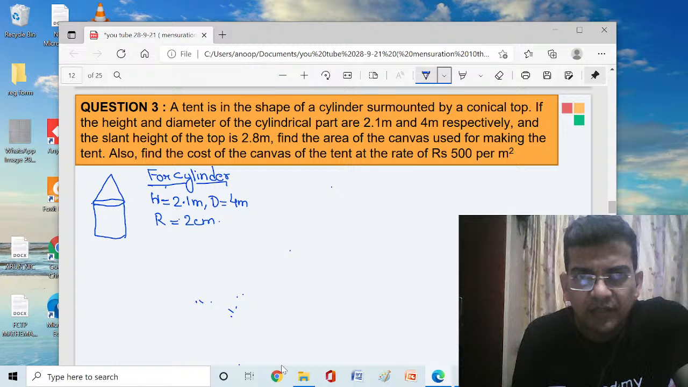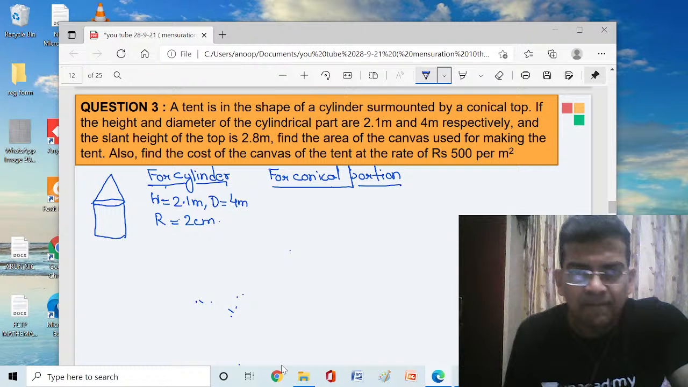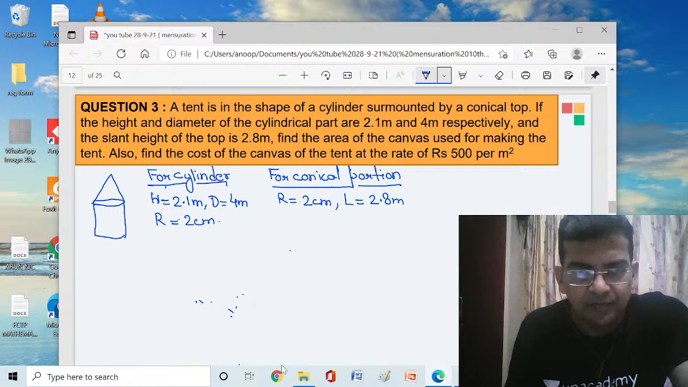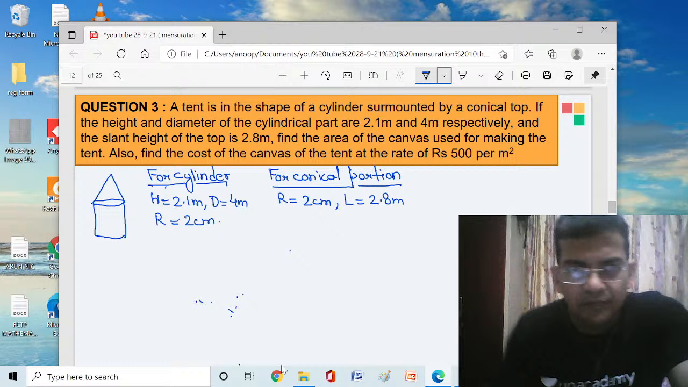And the slant height of the top. Now coming for the conical portion. For conical portion, the radius remains the same. So these figures you can see they are surmounted, so radius will be same. And the slant height, that is L, is given as 2.8. Now they are saying find the area of the canvas used. So just see the information, read it once again.